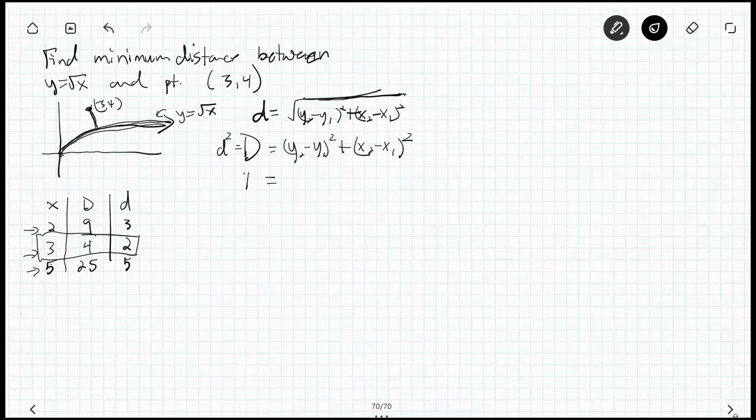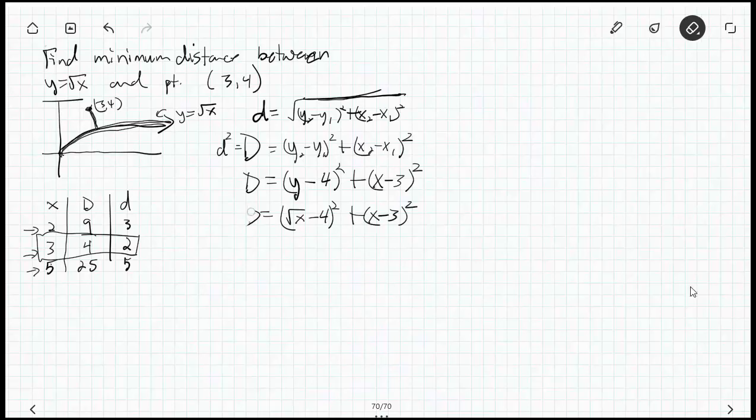So let's see. I've got D equals, I know it's going to be y minus 4 squared plus x minus 3 squared, right? There's nothing to it. But I need a function of x. Hey, wait a sec. Y equals root x. There's my shoehorn right there. So D is equal to the square root of (root x minus 4) squared plus (x minus 3) squared. Well, hush my mouth. Look at that. We've got ourselves not just a distance equation, but a distance equation as a function of x.